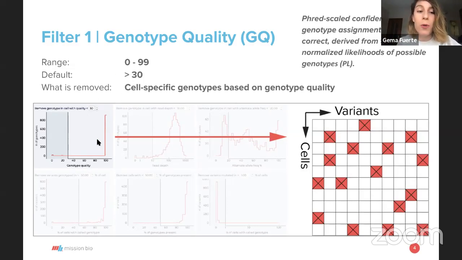What is removed with this filter? So you remove cell-specific genotypes based on genotype quality. So what is this genotype quality? This genotype quality is a Phred scale confidence that the genotype assignment is correct, and that is derived from the normalized likelihood of possible genotypes. So I know this might sound complex, but we will go through what this PL, or likelihood of genotypes, is in the next slide.